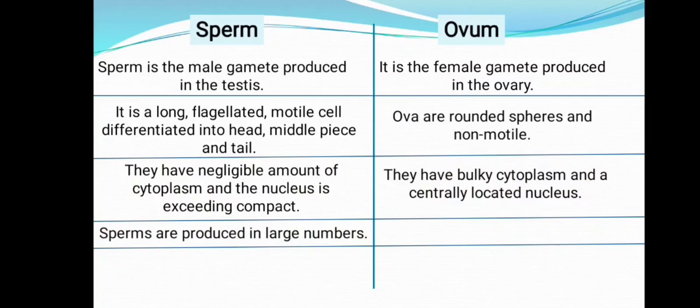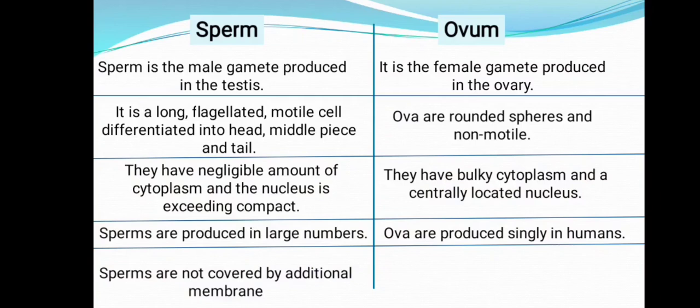Sperms are produced in large numbers. Ova are produced singly in humans. Sperms are not covered by additional membranes. Eggs are covered by additional egg membranes. So these are the important differences between the sperm and the ovum.